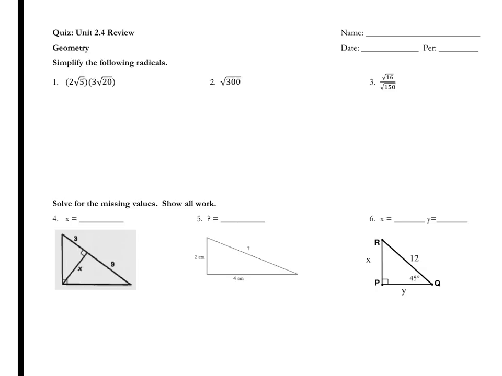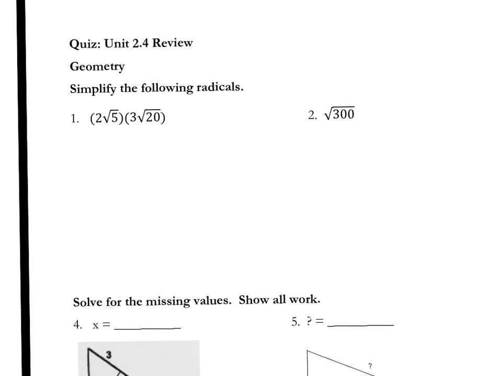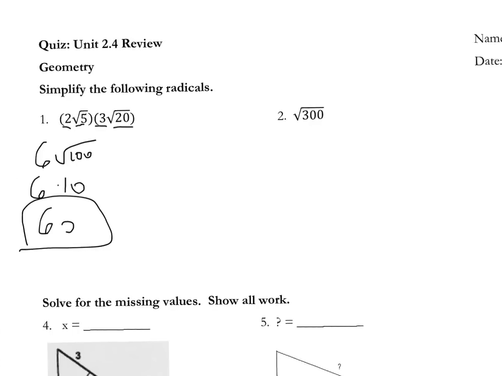Questions 1 through 3, we have to simplify radicals. First thing you have to remember is that you can only multiply numbers that are outside the radical together, so 2 times 3 gives me 6, and numbers underneath the radical together, so 5 times 20, still under the radical, is 100. And now I can simplify separately. 6 stays as 6. Square root of 100 is 10. So 6 times 10 gives me 60. Final answer.